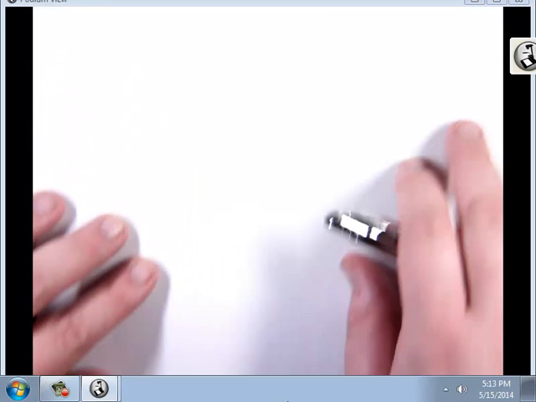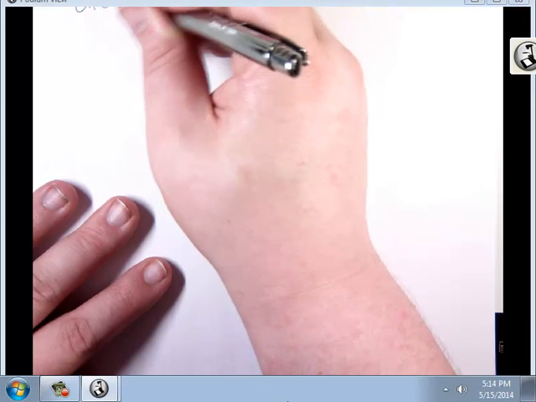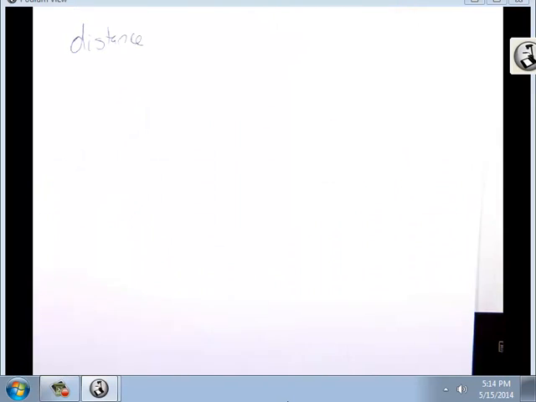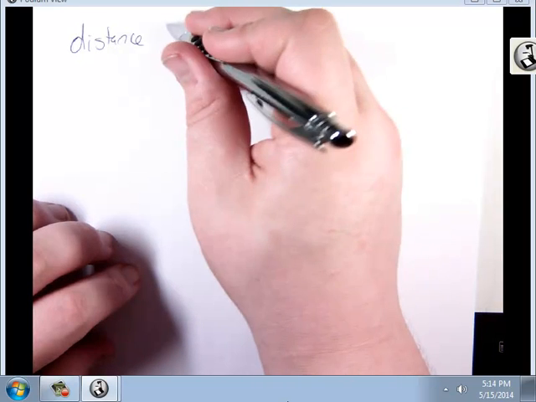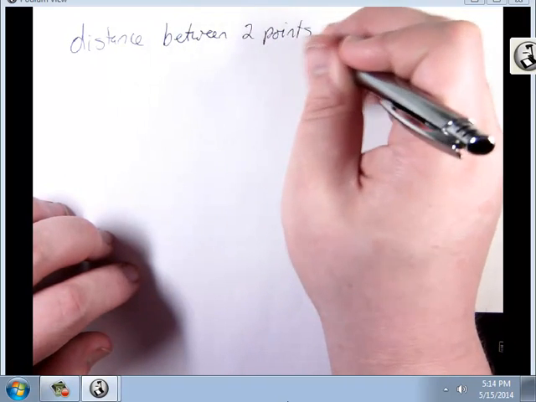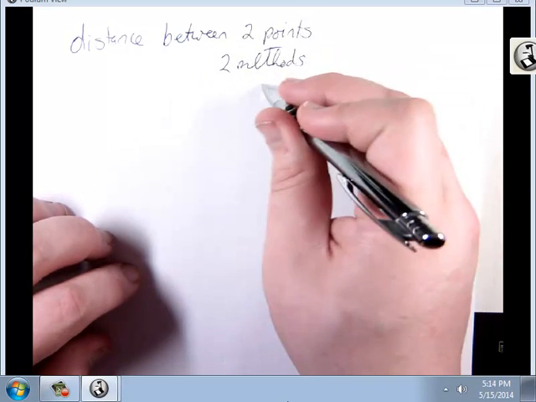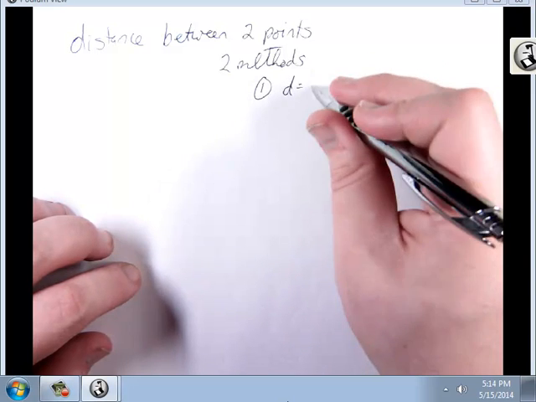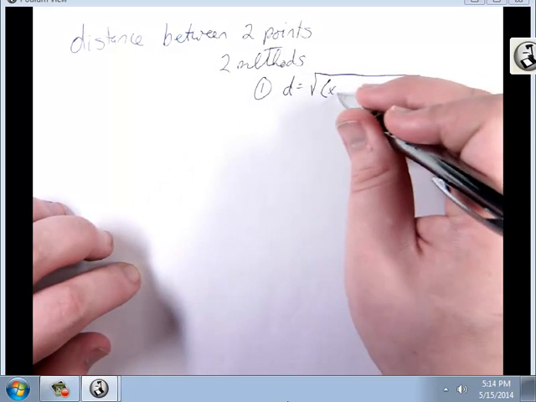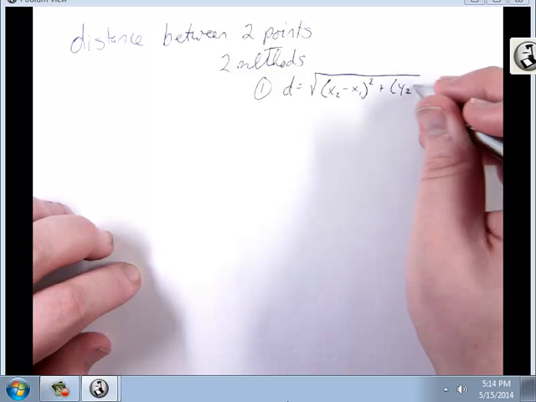Last topic for this video is going to be distance. And there are actually two ways to do distance. Alright, so we have two methods. First is the distance formula. D equals square root of x2 minus x1 squared plus y2 minus y1 squared.